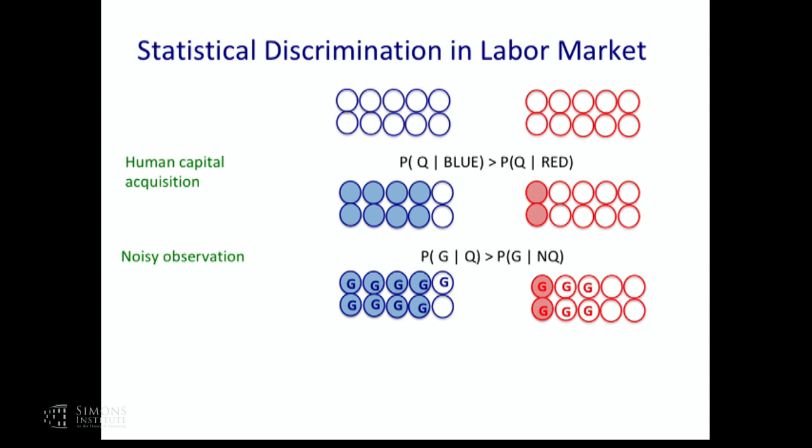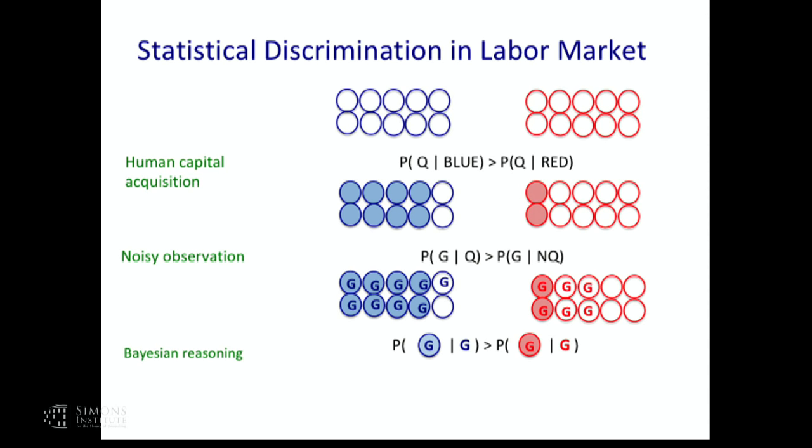So now I have the two populations of people. Fundamentally, some individuals are qualified, but that's not observable. But they have some observable signals that are good or bad, for example, here. And then it comes to the hiring decision of the firm. A firm cannot observe whether an individual is qualified, but it can observe the signal. So for an individual from the blue population receiving a good signal, the firm can observe the group identity and the signal that this individual has.